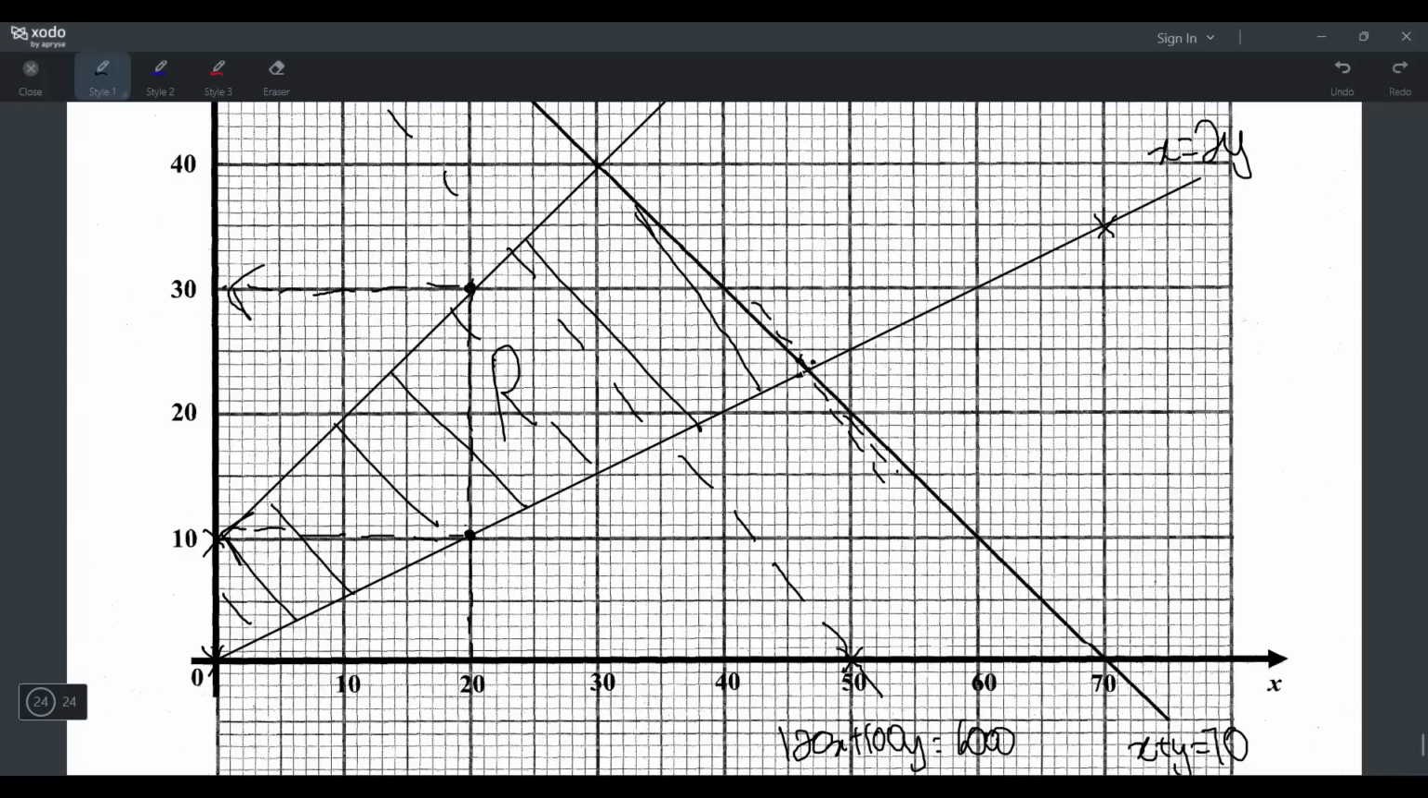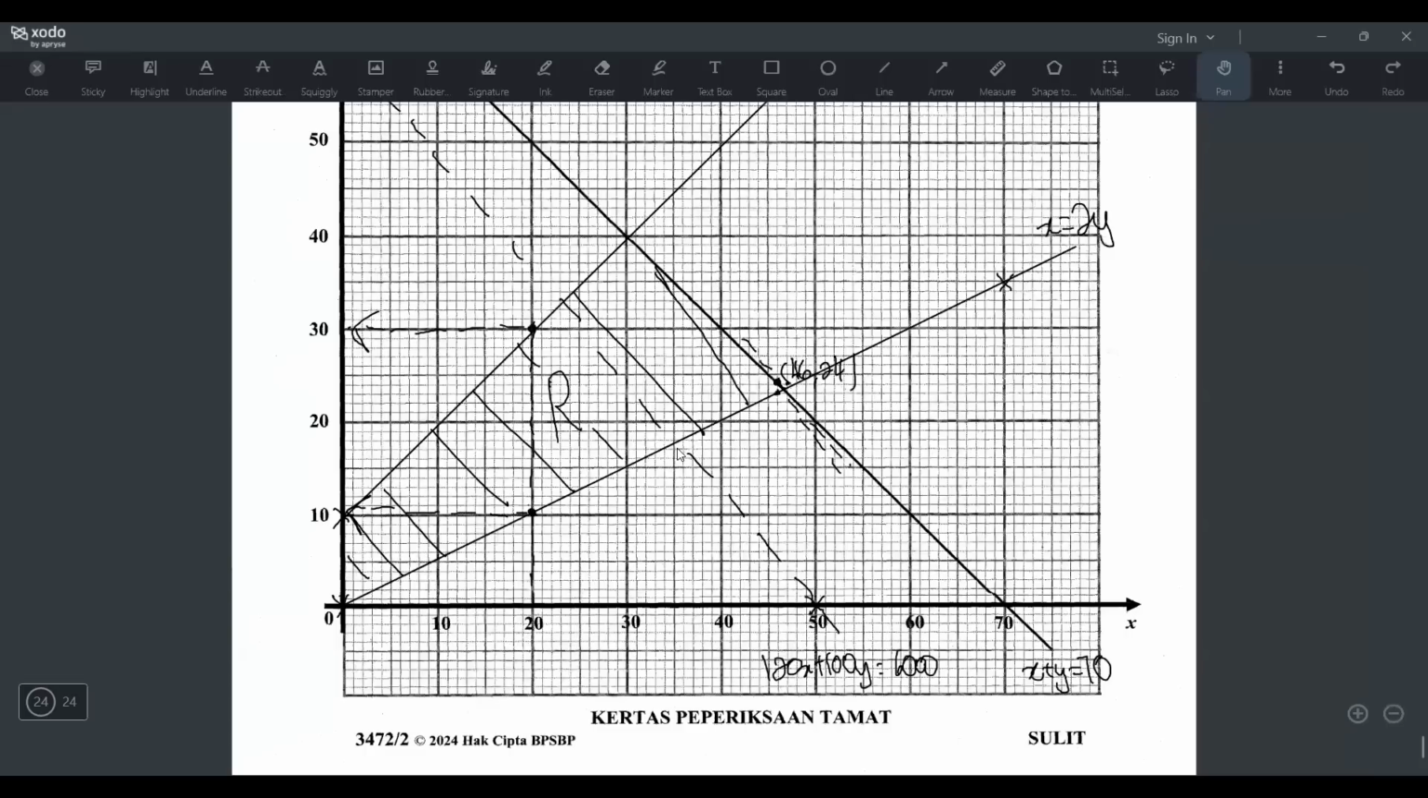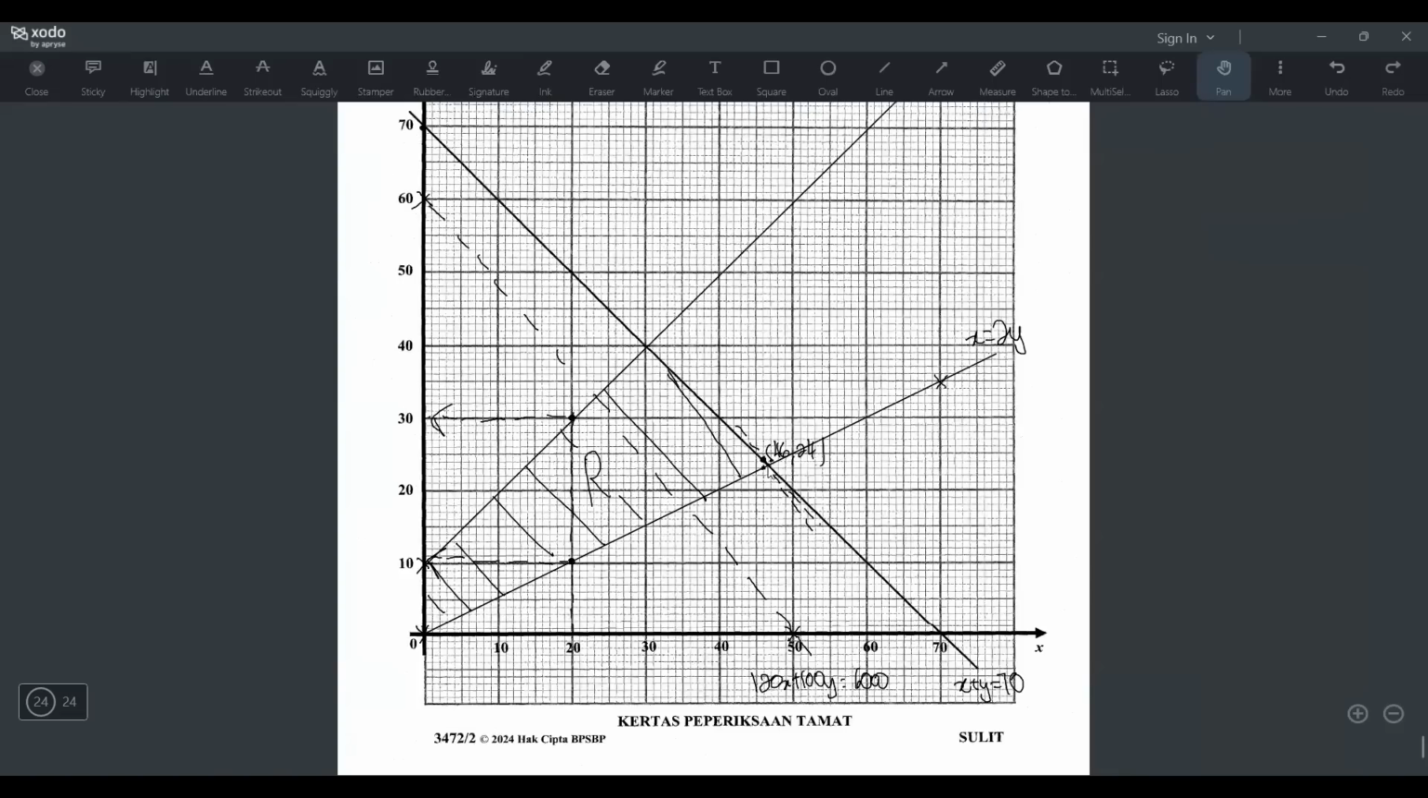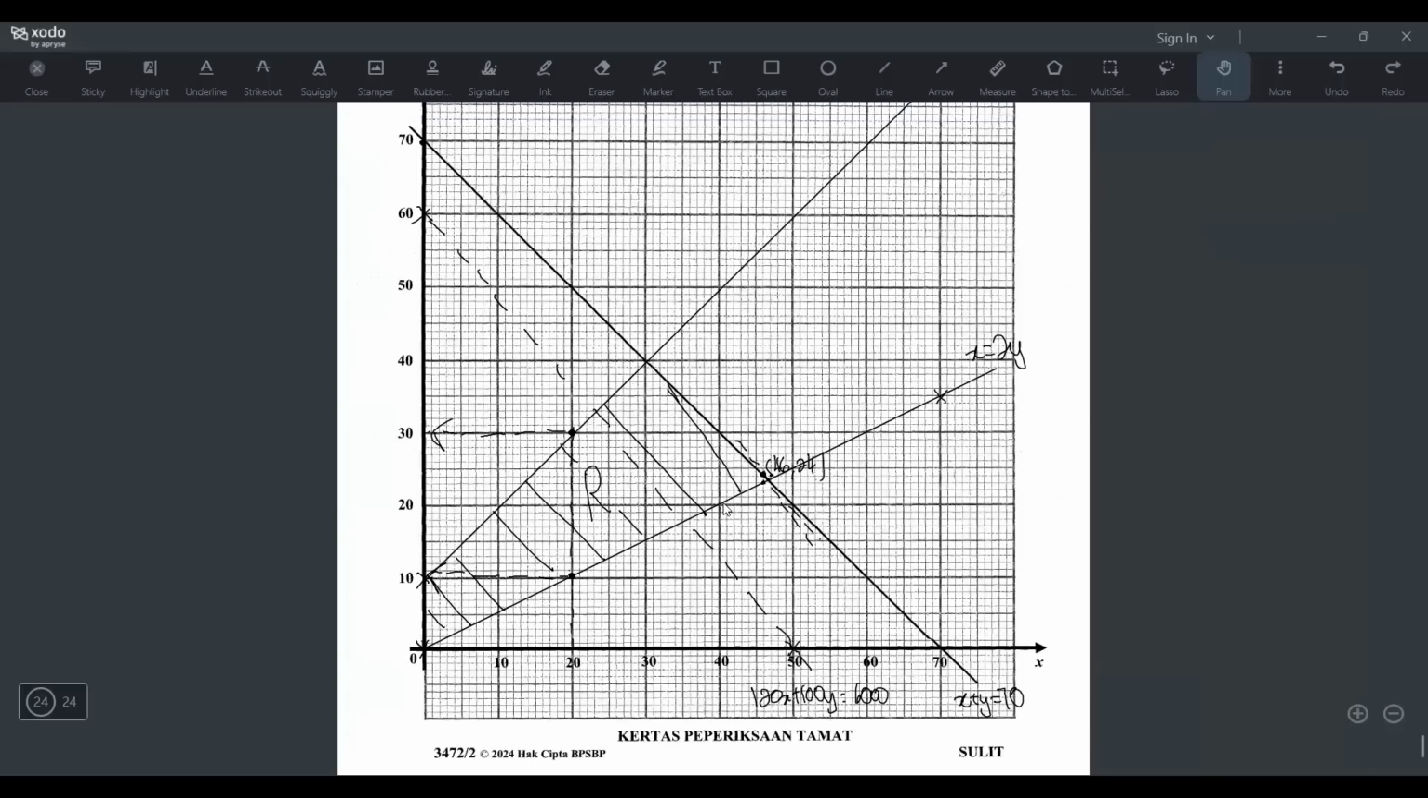But I will not take this. I will take 46, 24 because it's much more maximum, right? Why do I take 46, 24? Because this is also on the line, and this is the maximum point. So this is the point I will use. I know in the schema they use 46, 23, but I will follow my working here. I will not follow the schema. I think it should be 46, 24 because it satisfies the shaded region, it's inside the shaded region, and it also gives you a higher answer compared to 46, 23. That's why I end up choosing this.